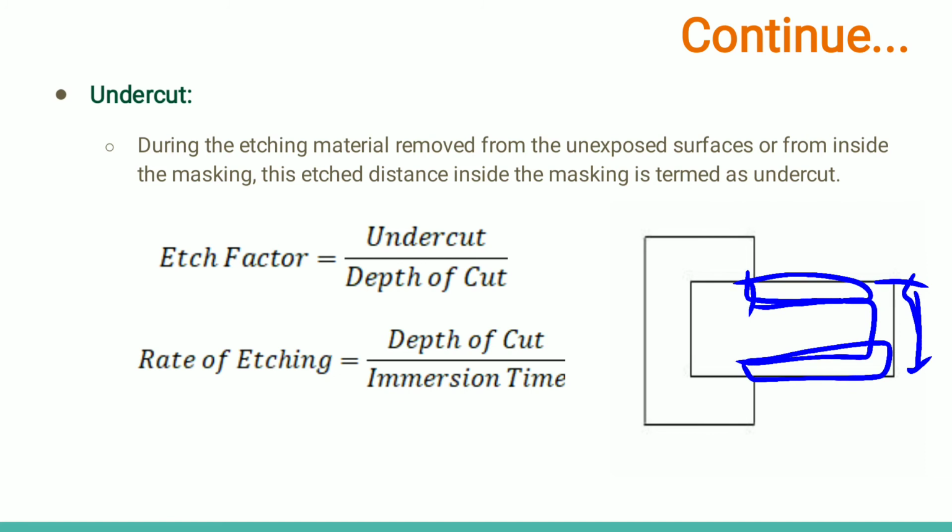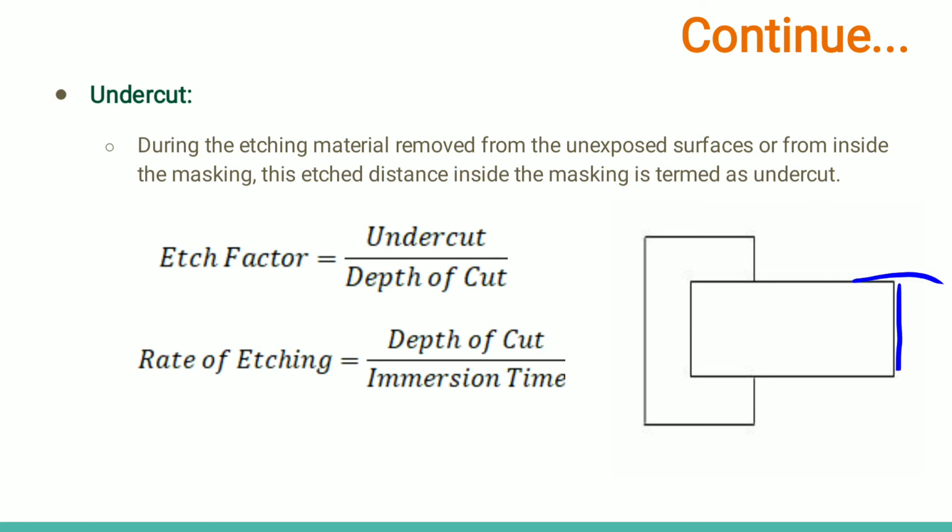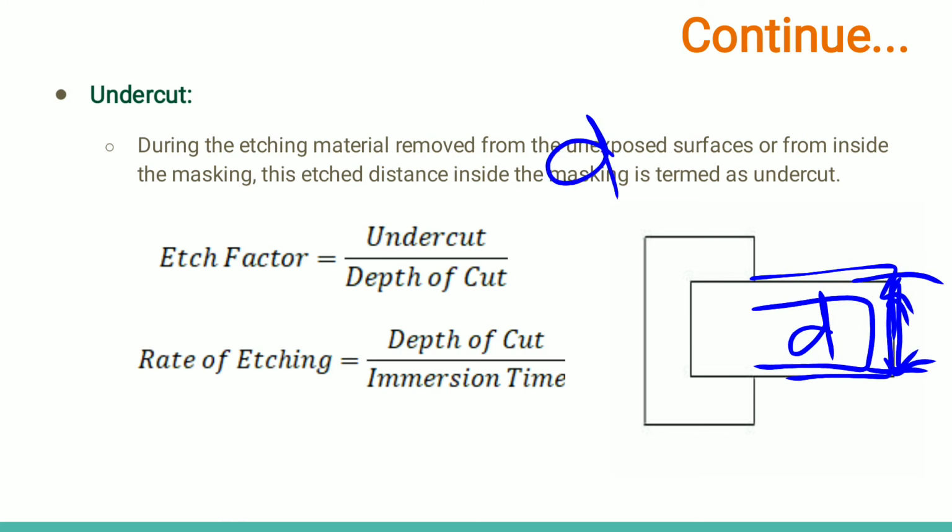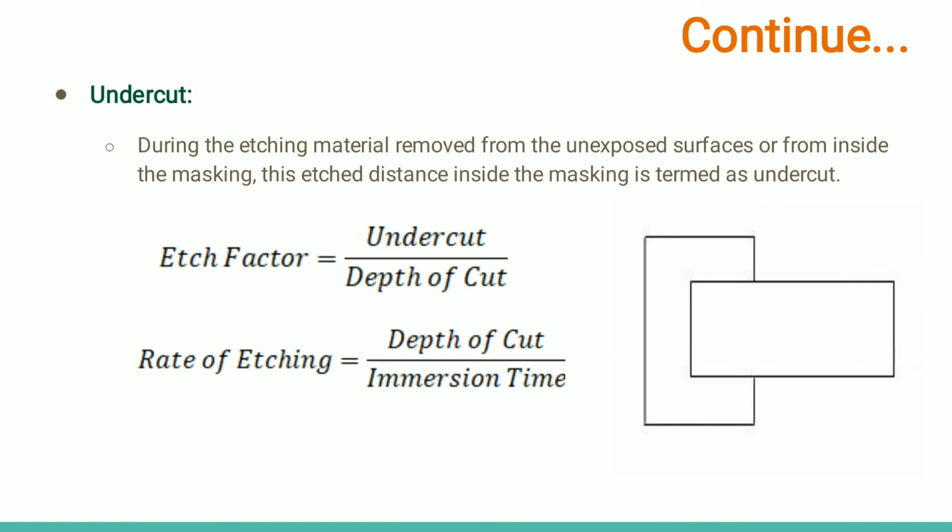Next, one more factor is there, that is the rate of etching. This rate of etching is nothing but a ratio of whatever depth we have to remove from the material. This is the depth of cut, D, and how much time we are using. First we are reducing D1 in T1 time, second D2 in T2 time, so that we can take the average at the end. We can sum all the things, so that we can get the rate of etching at the end. So this is about the undercut.